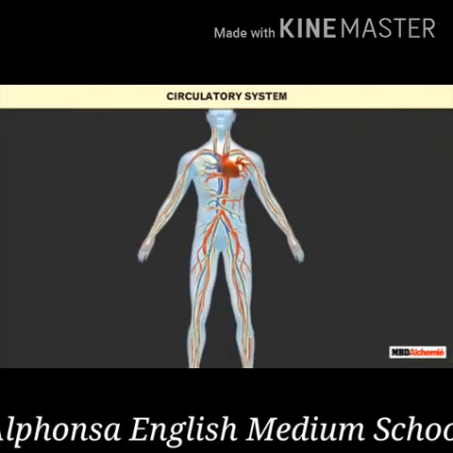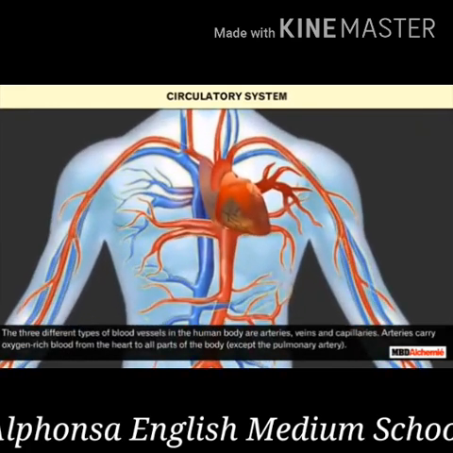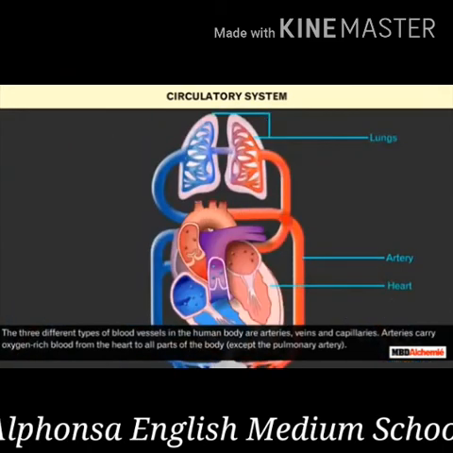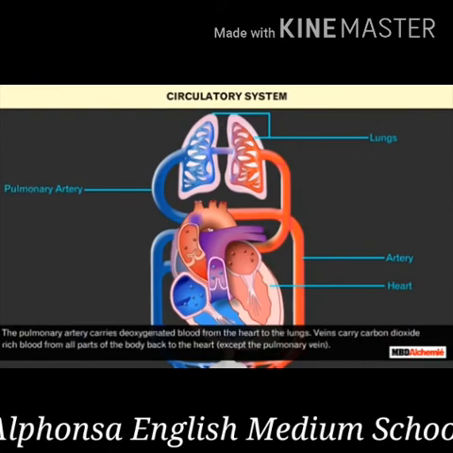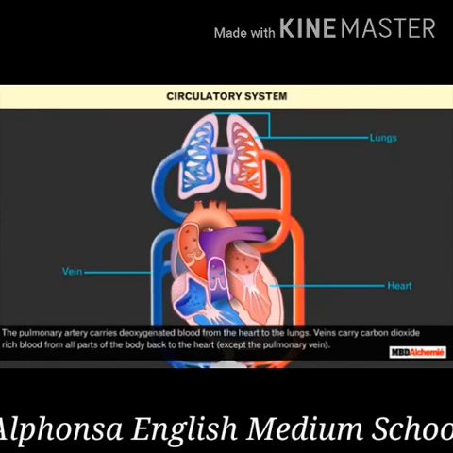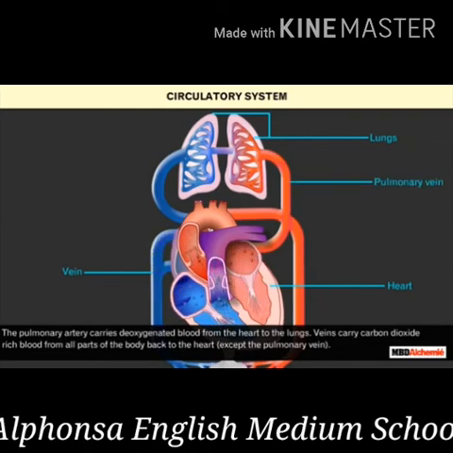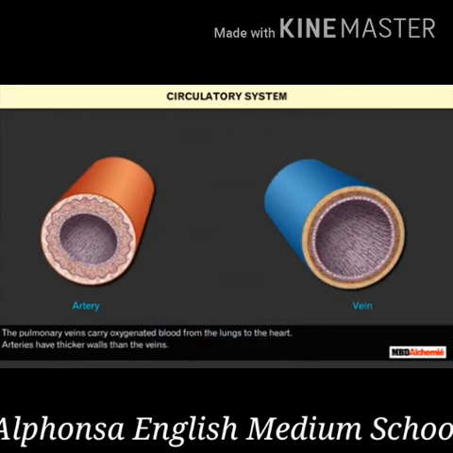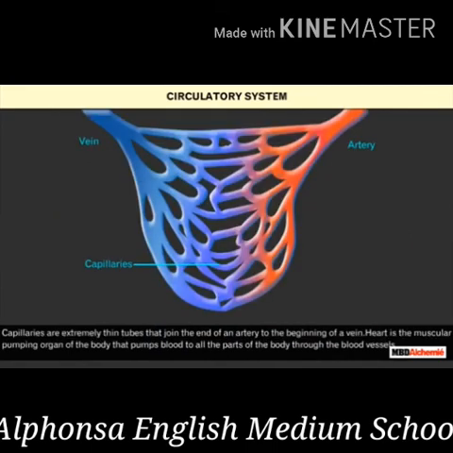The 3 different types of blood vessels in the human body are arteries, veins and capillaries. Arteries carry oxygen-rich blood from the heart to all parts of the body. Pulmonary artery carries deoxygenated blood from the heart to the lungs. Veins carry carbon dioxide-rich blood from all parts of the body back to the heart. The pulmonary vein carries oxygenated blood from the lungs to the heart. Arteries have thicker walls than the veins. Capillaries are extremely thin tubes that join the end of an artery to the beginning of the vein.